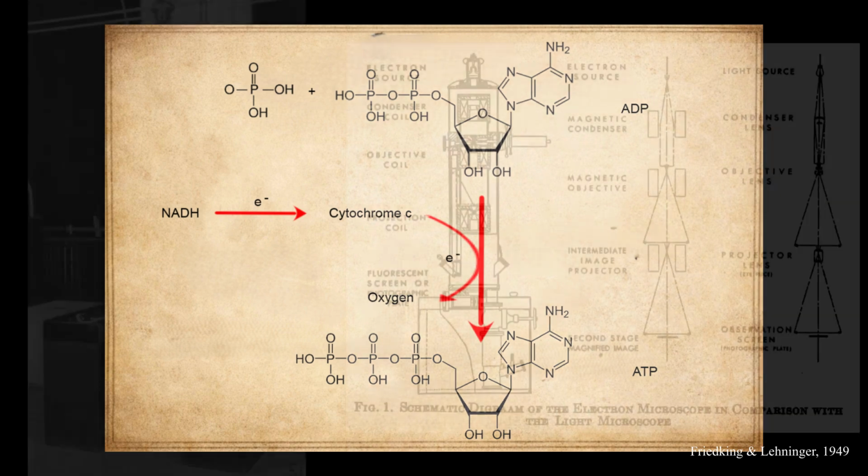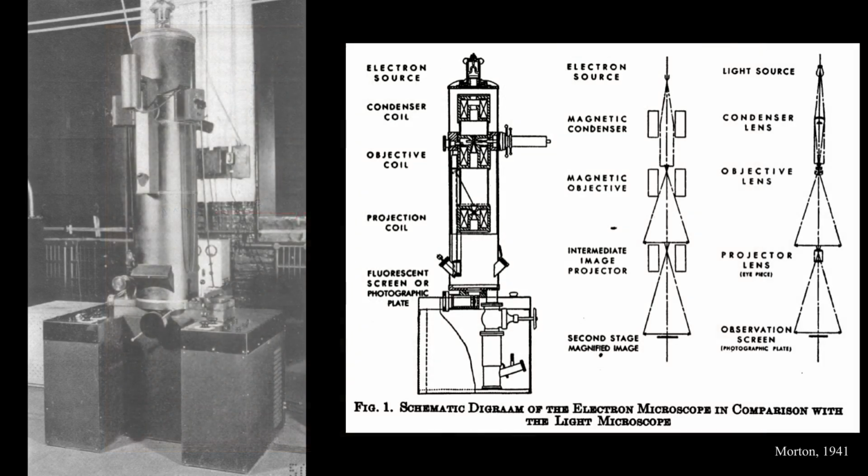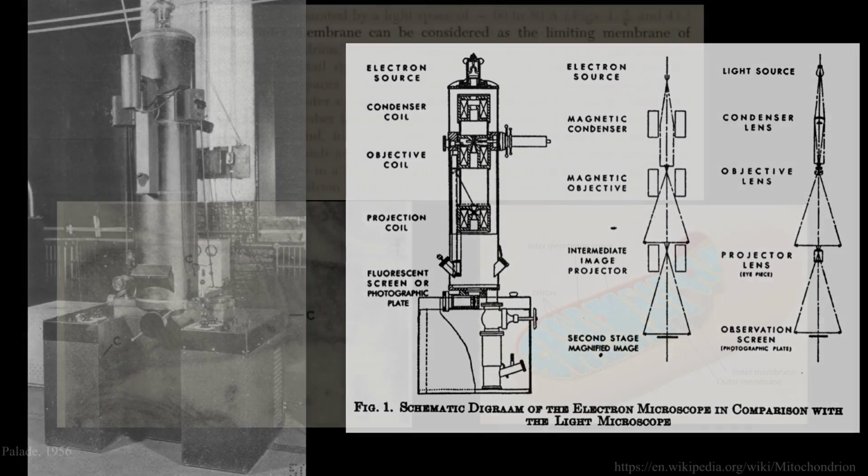Around the same time, in the mid-1940s, electron microscopy, which is a microscope that uses an electron beam instead of light to look at samples, was well enough developed to enable Albert Claude to determine that succinoxidase and cytochrome oxidase were located in mitochondria, and in the 1950s, George Palade described these new structures like this.